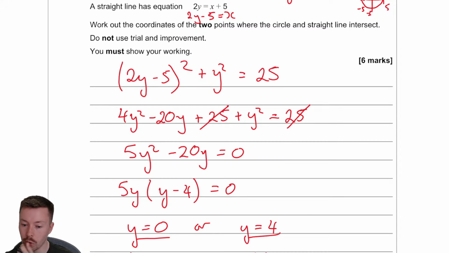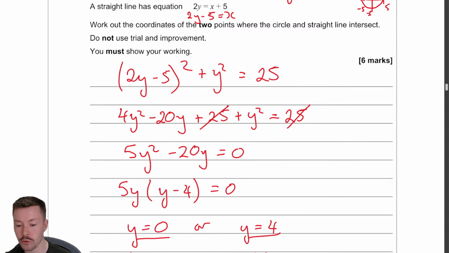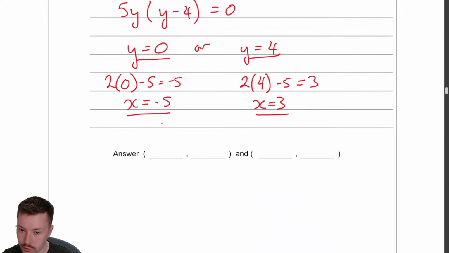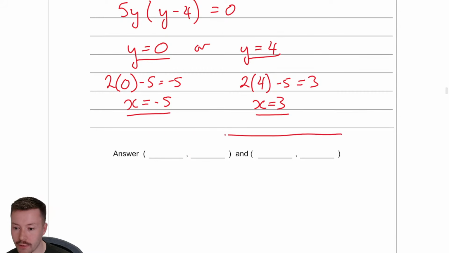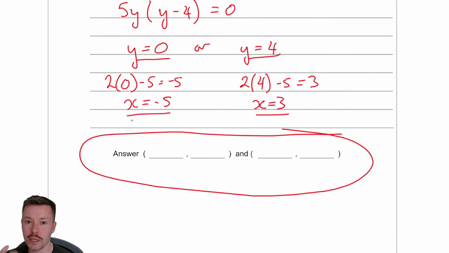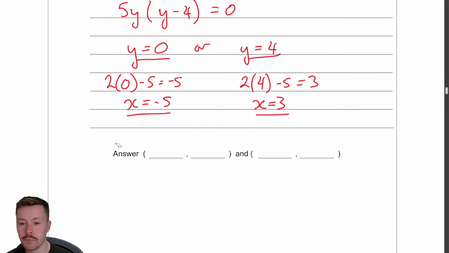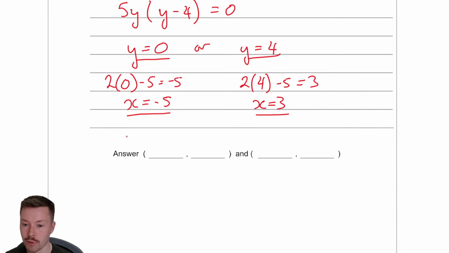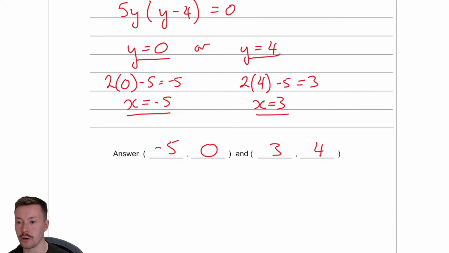Okay, now one thing to say as well with that is you will want to just write these down as coordinates, like on the answer line here. But obviously, if it doesn't have this and it just has an answer line, make sure you put your x's and y's together correctly, so it's clear which one goes with which. Otherwise, you may lose marks. Okay, so minus 5, 0, and 3, 4.